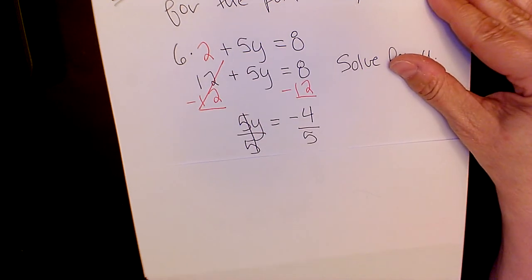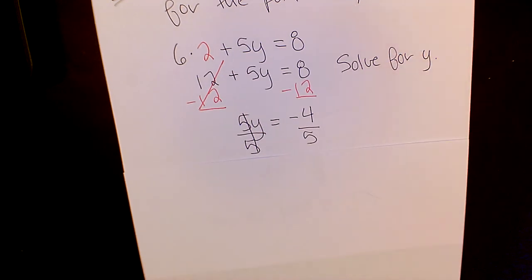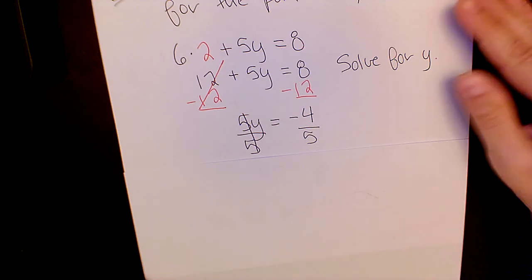And then I'm going to divide both sides by 5. Remember, that's always my last step when I'm solving. So y is equal to -4 over 5. It can be a fraction. It can be a number or a fraction or a decimal.